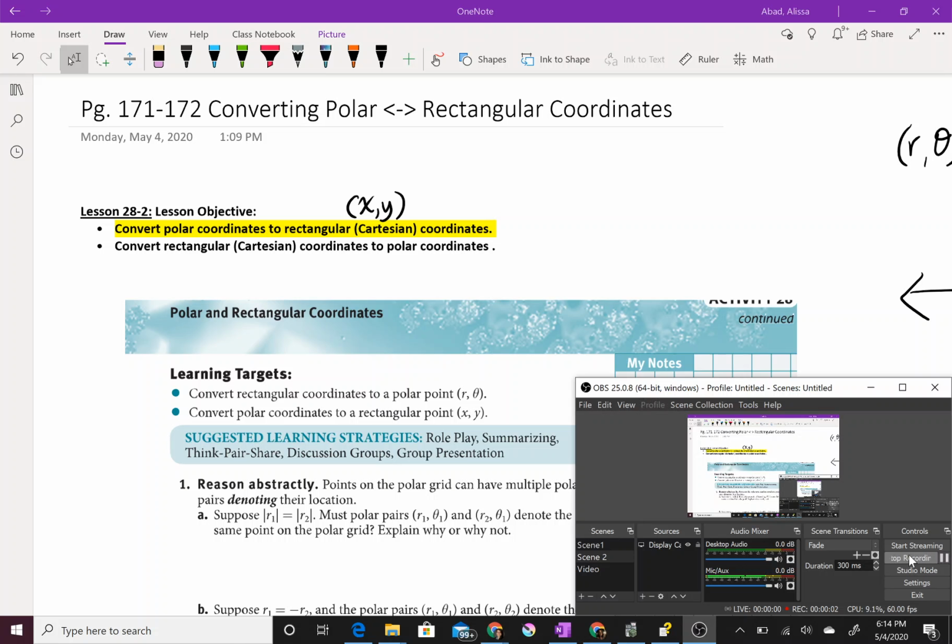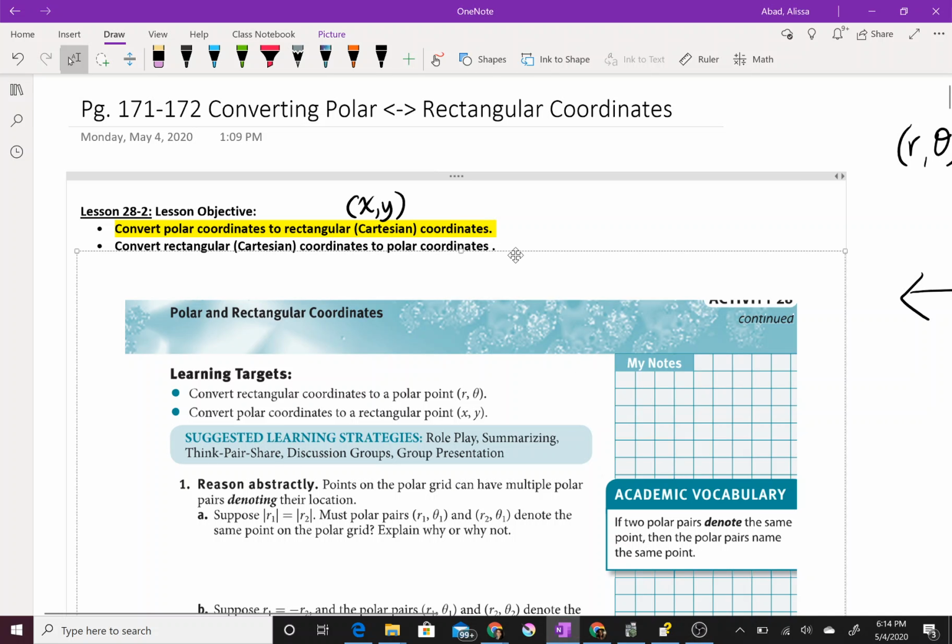This lesson is going to be broken up into a few videos. This video is going to be focusing on converting polar coordinates to rectangular coordinates, or Cartesian coordinates. And if Cartesian sounds unfamiliar, it's the same as working with our XY plane. So a Cartesian plane is an XY plane.